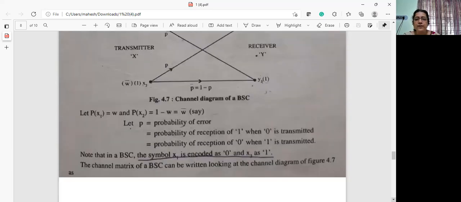So now you can go through these symbols here. P is the probability of error. P of x1 is W. P of x2 is equal to 1 minus W, that is W bar. So x1 is encoded as 0, x2 is encoded as 1.